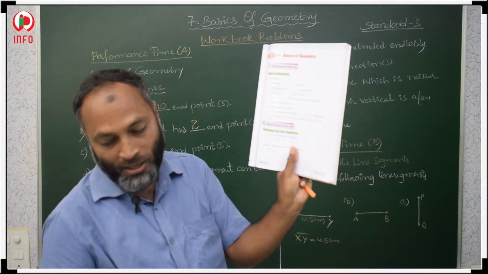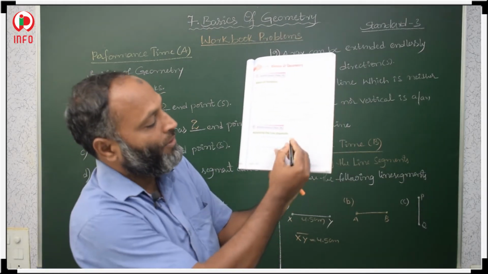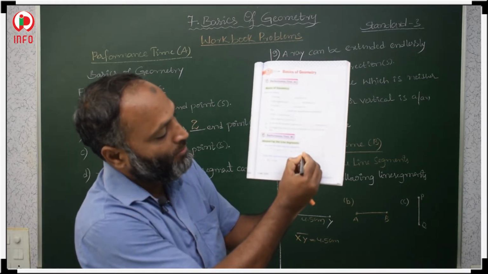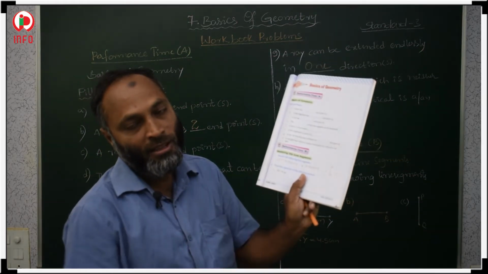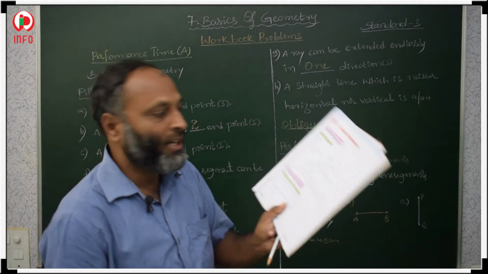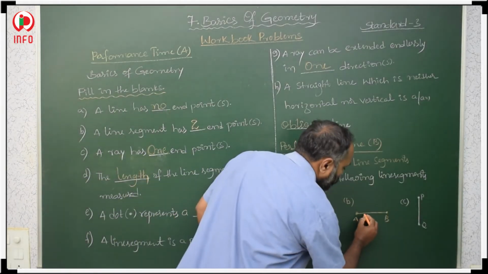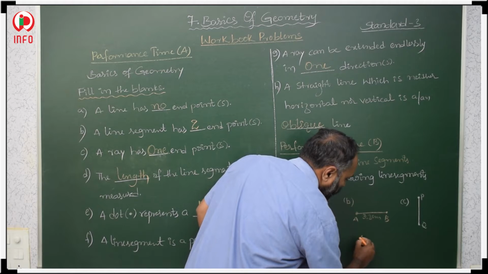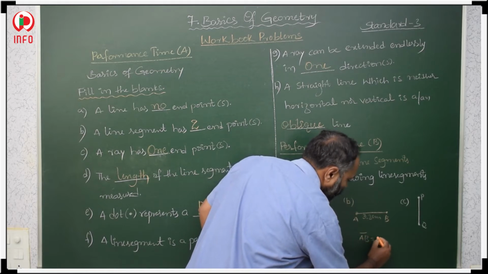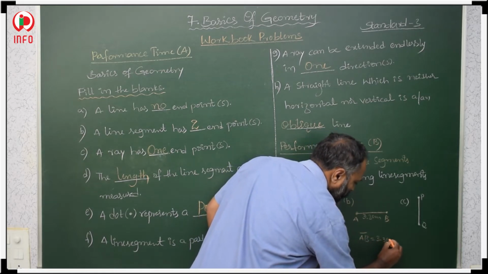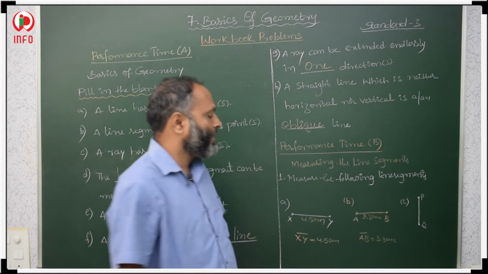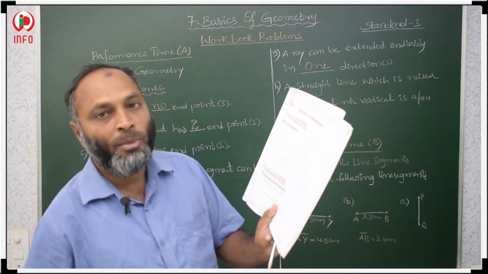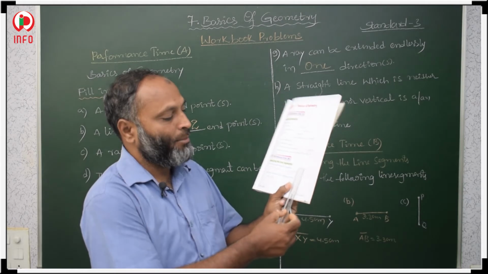Then after removing your scale, you have to write here 3.3 centimeters. So the AB line segment is equal to 3.3 centimeters. Then after that, PQ. How to measure the PQ line segment length?